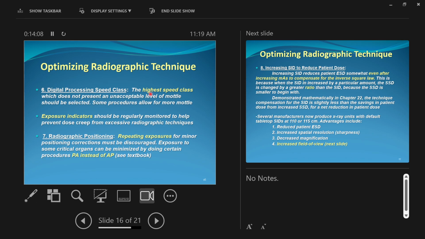Now our cassettes that we have, our image receptors, are just uniform. You don't change your speed with your image receptor. So you almost don't have to worry about it.